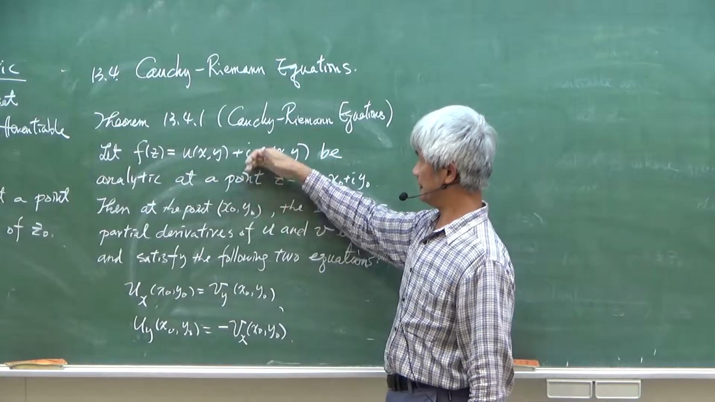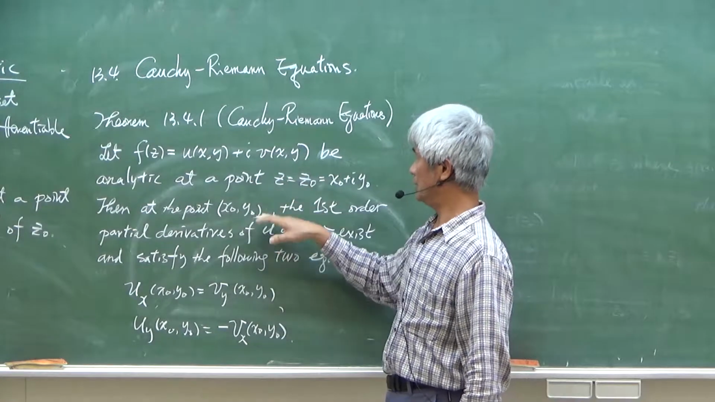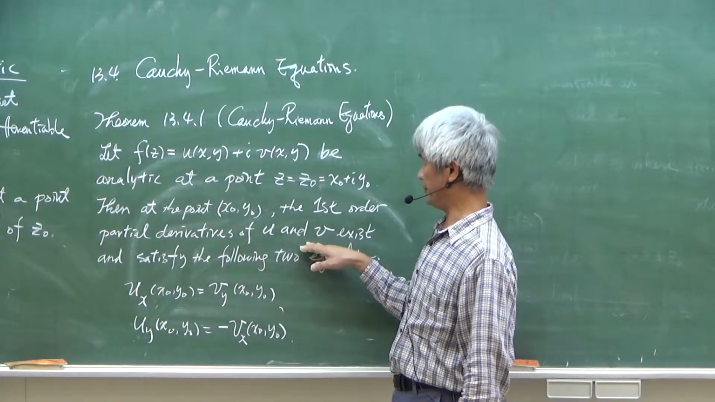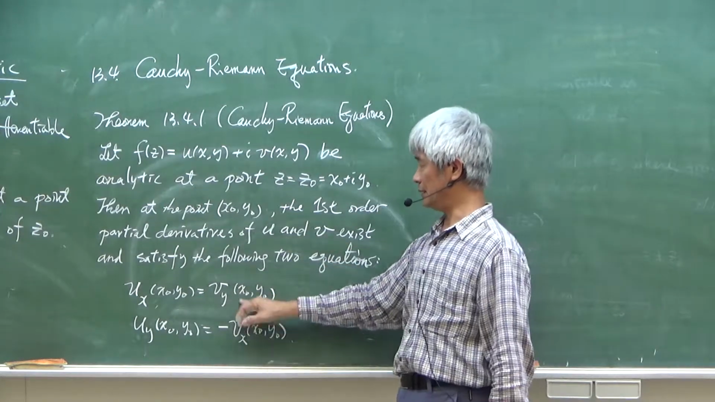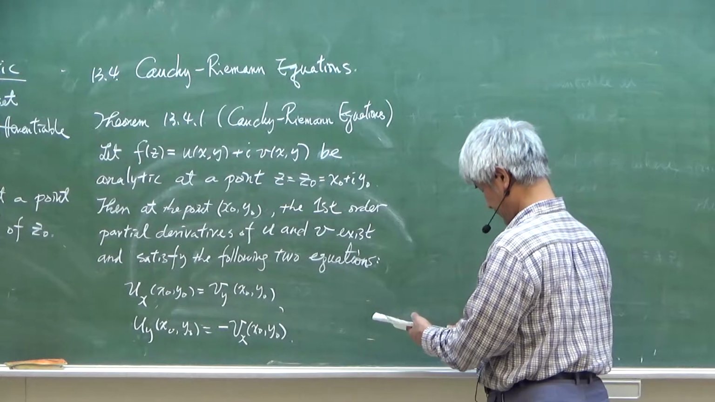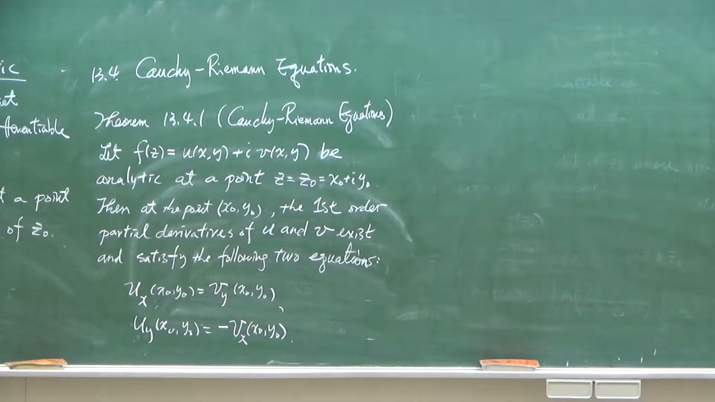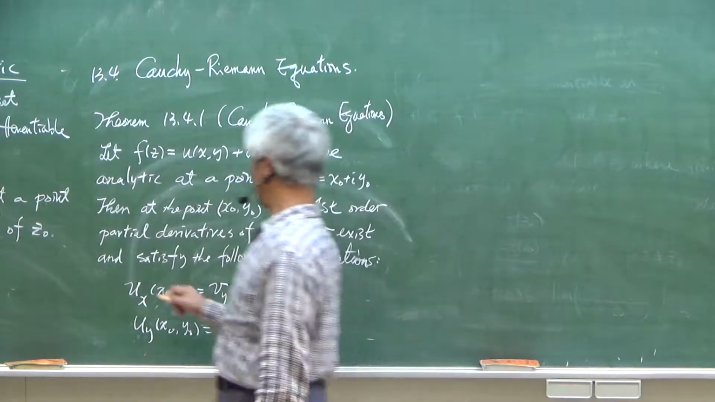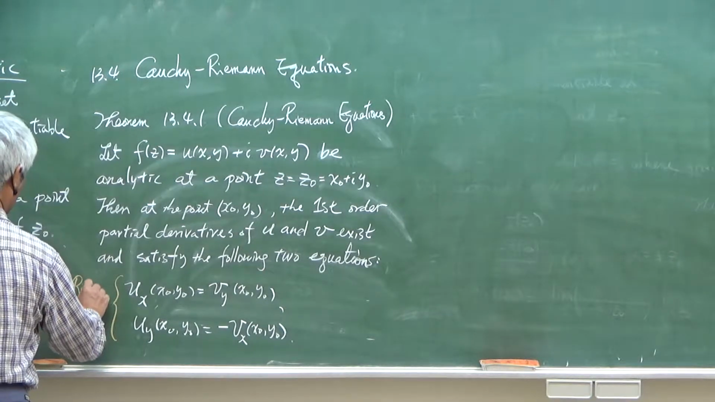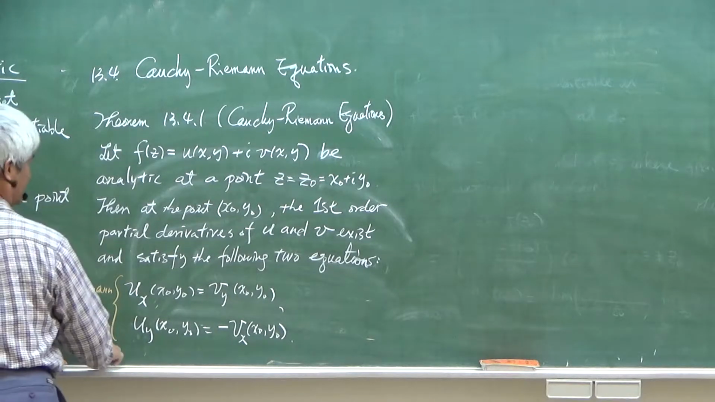So analytic function, right? A function being analytic at a point is a sufficient condition to imply that the four first order partial derivatives of u and v exist and satisfy these two identities. So these two equations are called the Cauchy-Riemann equations.